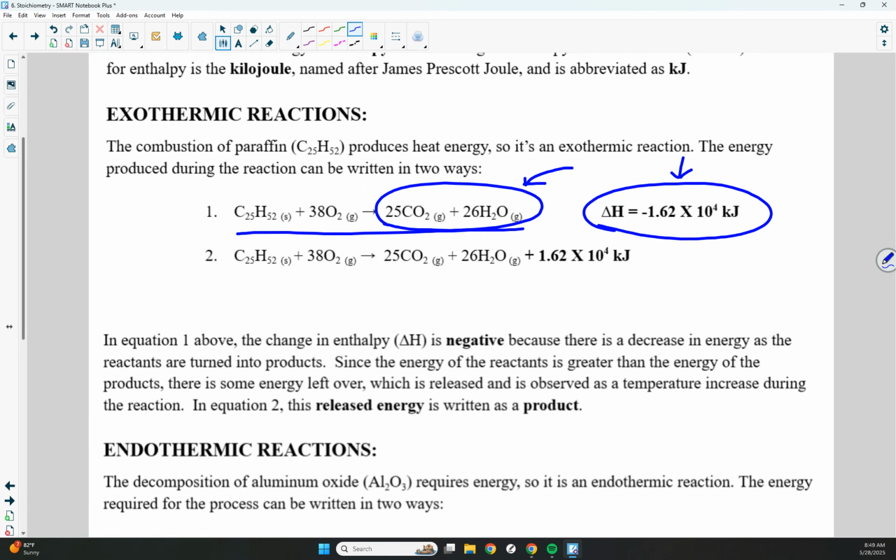The other way you might see this written, and maybe this is more clear to some folks, is you'll have the energy written as one of the products. In this case, it's going to be a positive number because it's on the product side. I said reactants, but it's actually one of the products. So that's the other way that you're going to see it. If it's written as a product and it's positive, then it's going to be an exothermic reaction.